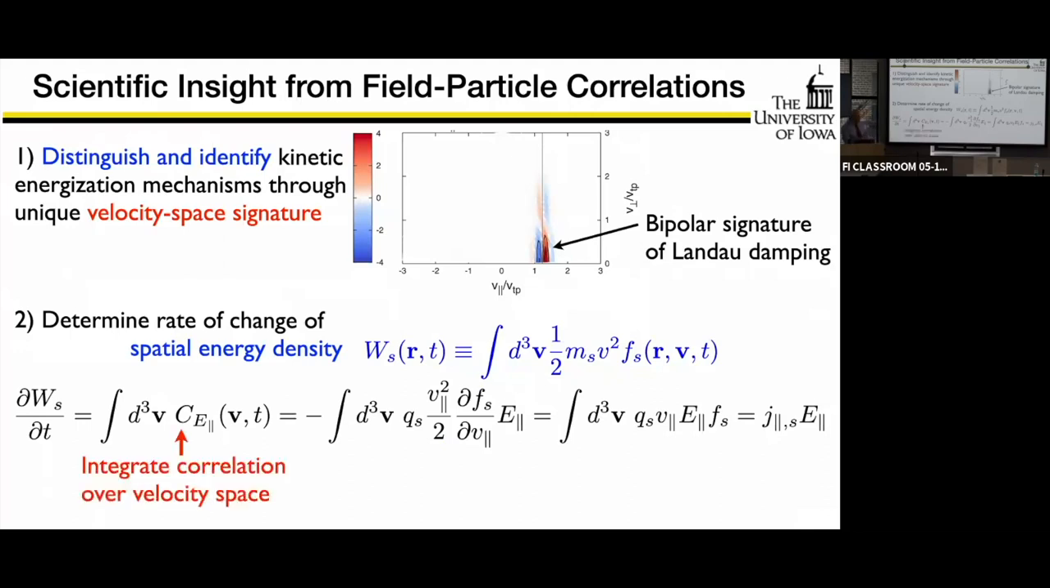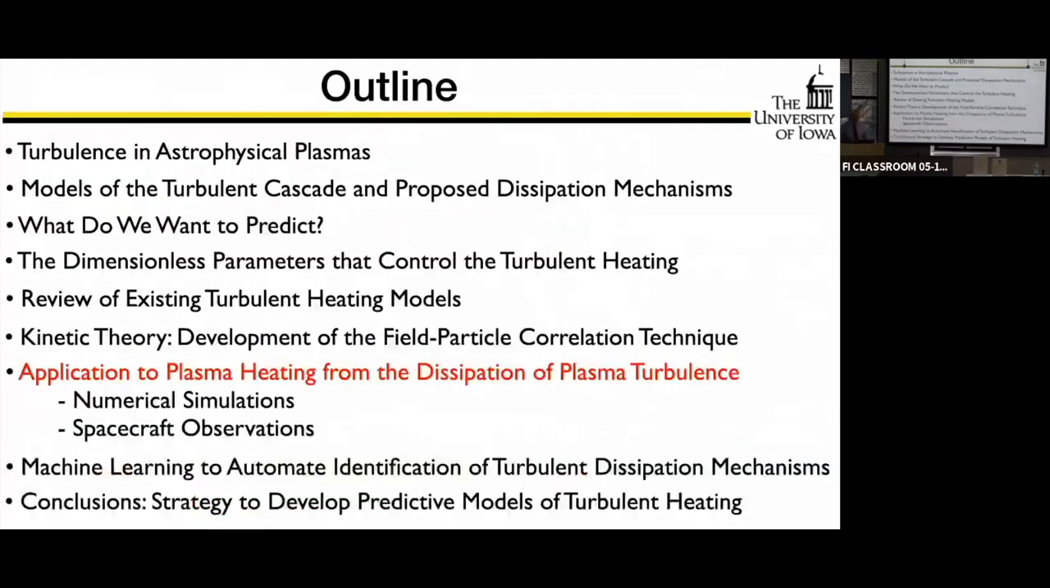So by doing an integration over velocity space, I can determine the rate of work done on species s by the parallel component of the electric field. So it both lets you identify the mechanism and quantify the rate, which are the two things we're trying to do here. So let me show you some applications to actual plasma turbulence simulations and observations.